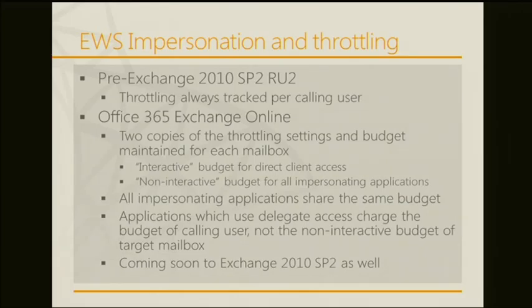So if there's a service out there that's monitoring my mailbox, say for an archive scenario or backup or some kind of unified messaging integration, and they're maintaining connections to my mailbox, and we'll look at things like the max concurrency limit, I'm not going to get locked out of my own mailbox because a service or a number of services are monitoring my mailbox as well. So we have this change in place in Exchange Online today. It's coming soon for Exchange 2010 SP2.